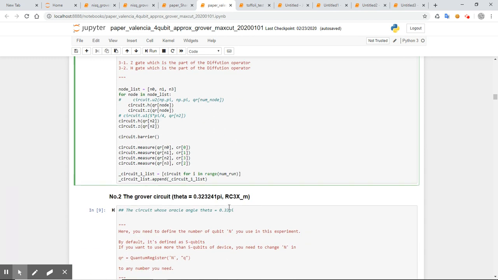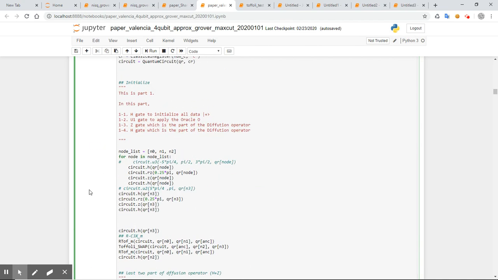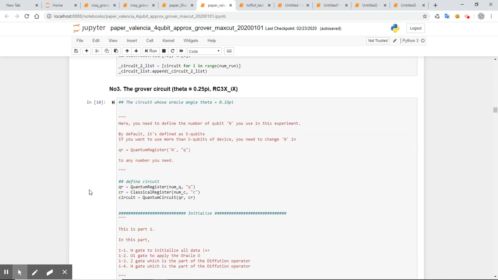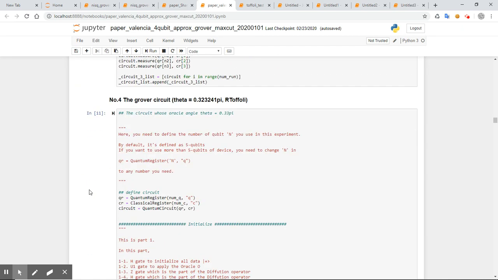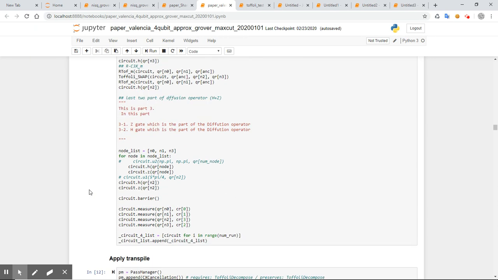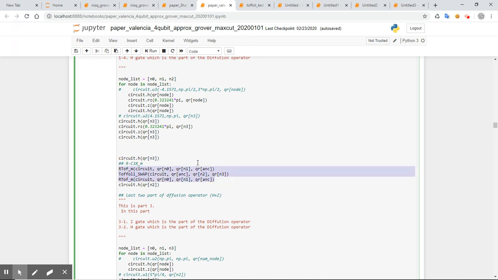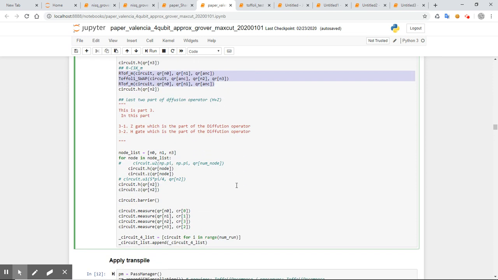Part 3. What? Grover circuit. So okay, they literally number 1, number 2, number 3, number 4, the Grover circuit. Wait a second, do they uncompute in here? RTOF M, Toffoli swap, RTOF M. They do uncompute.